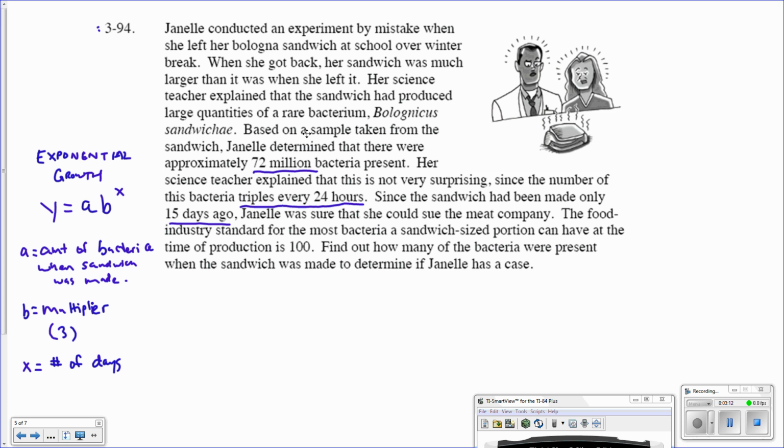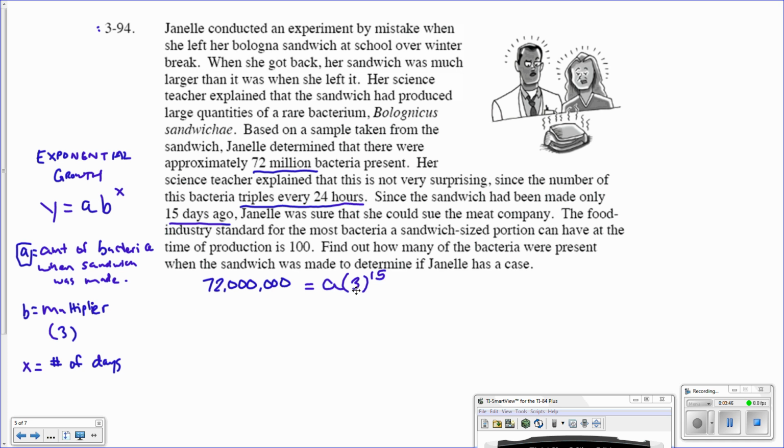Let's plug that information that we have into this function and solve it. So 72 million, I'm going to go ahead and just write out the number. Why not? That should equal a, because we don't know what a is, we're going to be solving for a, times 3 raised to the power of 15. So there's our equation. All that we have to do now is just solve it.